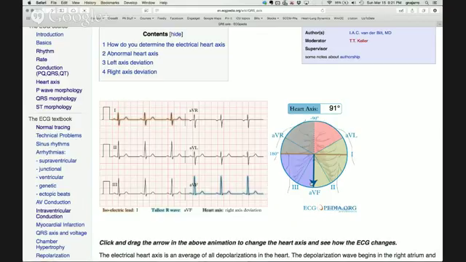So next step is just to look at the lead with the tallest R wave, the tallest positive movement. And we say if we can look, it's either 2, 3, or AVF, right? Because those are the ones that are the most positive. And what this tool is trying to show you is that AVF is the most positive. So the vector is pointing this direction. And again, this tool isn't perfect, but this should give you a better idea.